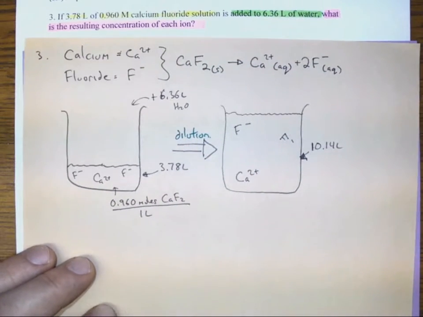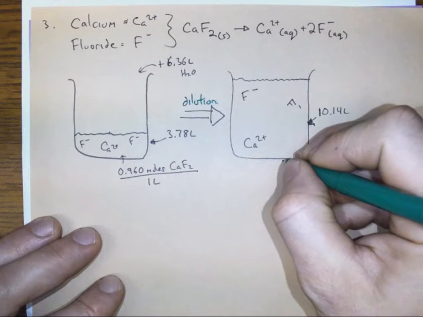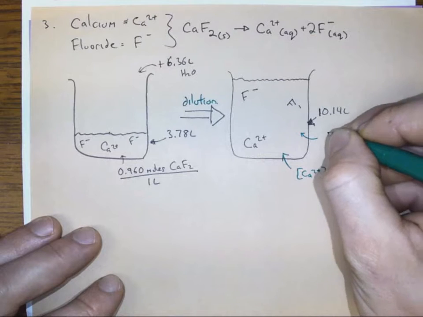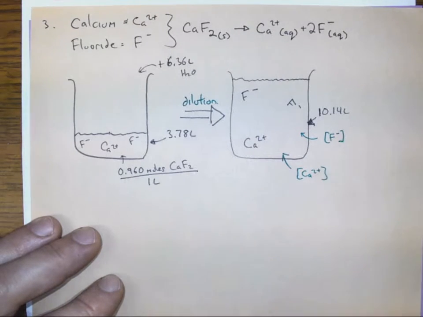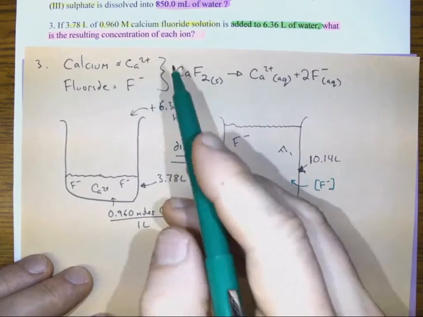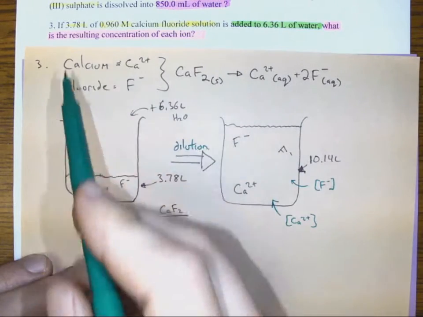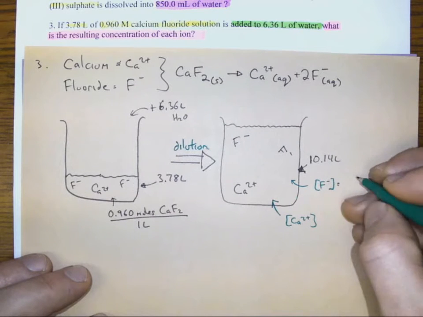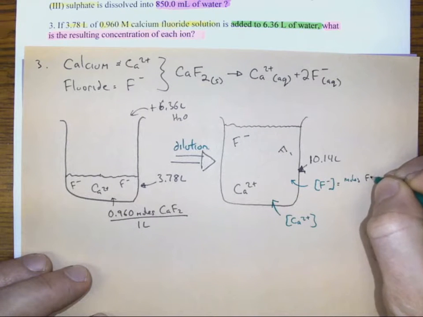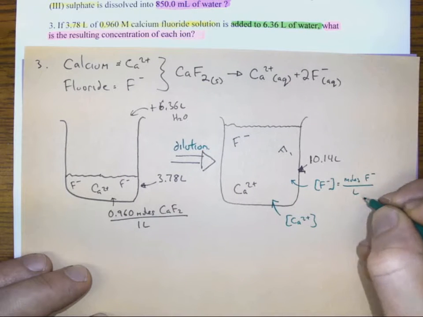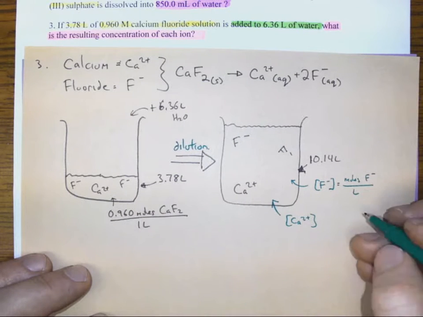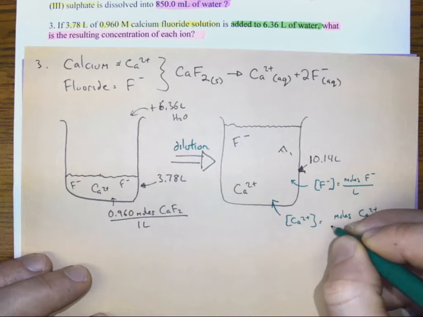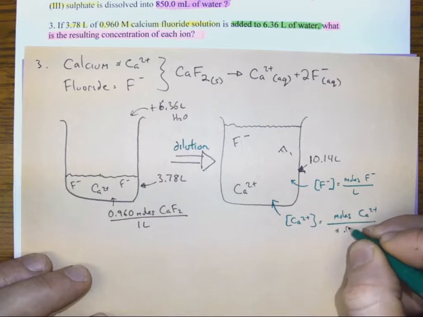So what do we ask? We're asked for what is the concentration of calcium and what is the concentration of fluoride, right? That's what it says when it says what is the concentration of each ion resulting, meaning in the new solution. That means the number of moles of fluoride over number of liters, which is 10.14 liters, and it'll be the moles of calcium over number of liters.